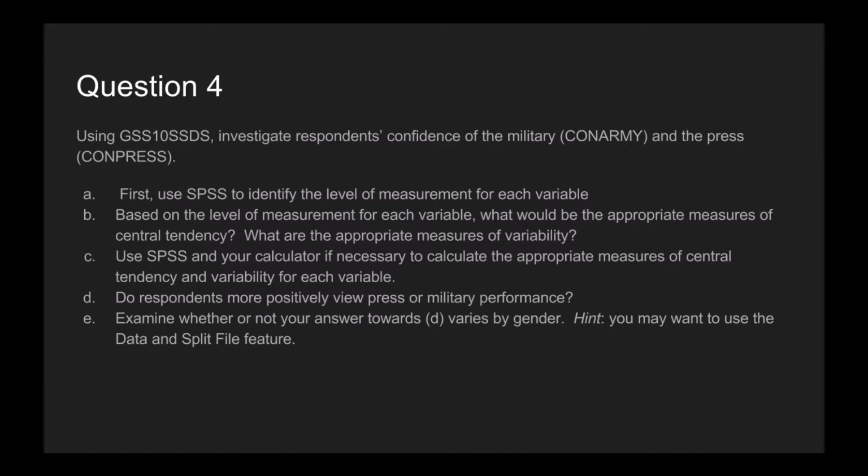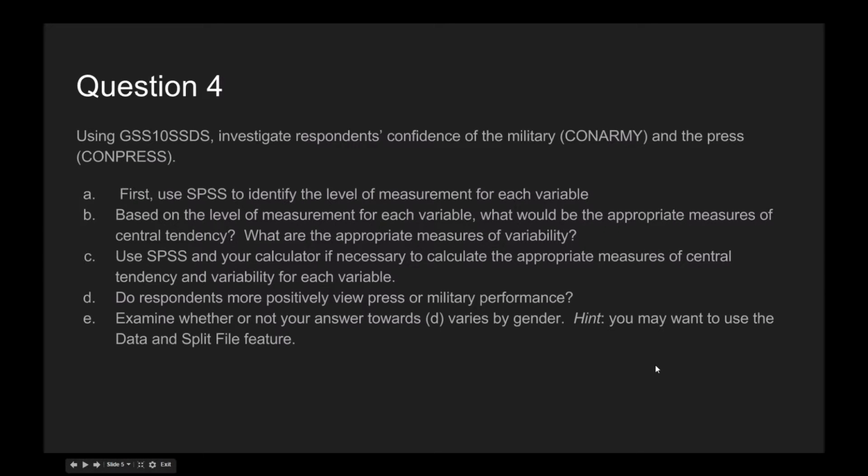So the second part is, based on the level of measurement for each variable, what would be the appropriate measures of central tendency, and what are the appropriate measures of variability? So here you'll have to think back to what you've done in the classroom in order to answer this question. Or if you don't remember what you learned in the classroom, you can refer to your notes or to your textbook. For the third part, use SPSS and your calculator if necessary to calculate the appropriate measures of central tendency and variability for each variable.